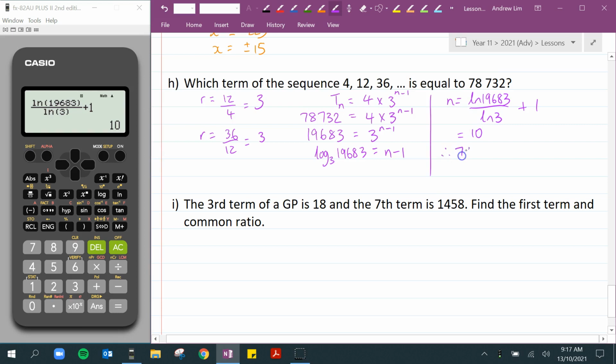So therefore, 78,732 is the 10th term of the sequence.